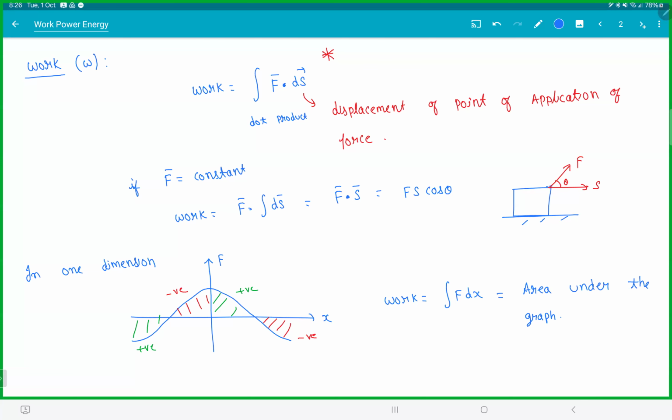There, have a look at this. That's it. If you ask what work is mathematically, this is the definition: integral F bar dot ds bar. ds is not the displacement. Don't say displacement, say the full thing: displacement of the point of application of force. And let me show an example why it is important. Any doubts on this page? Clear? Can I go ahead?